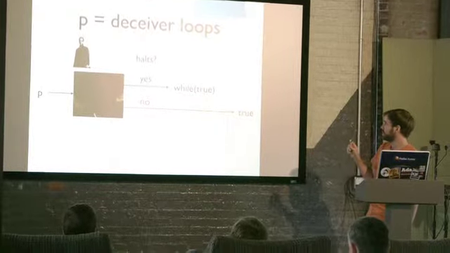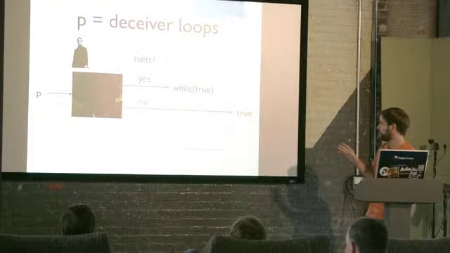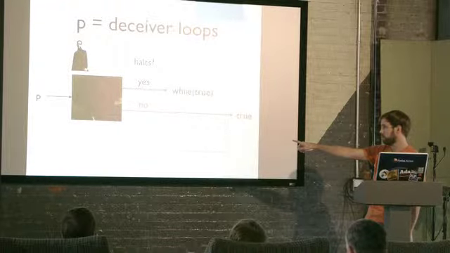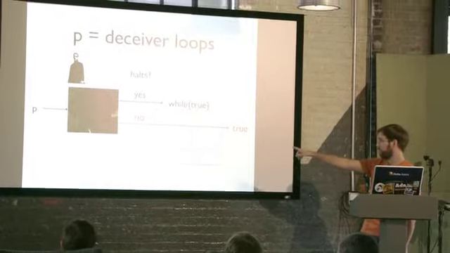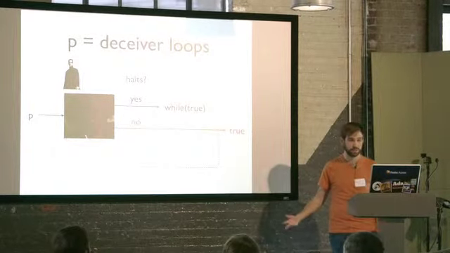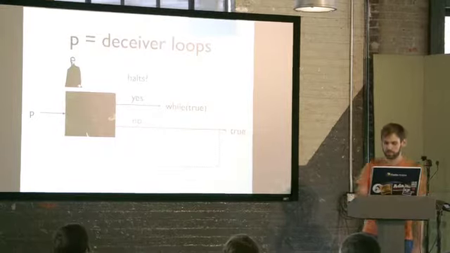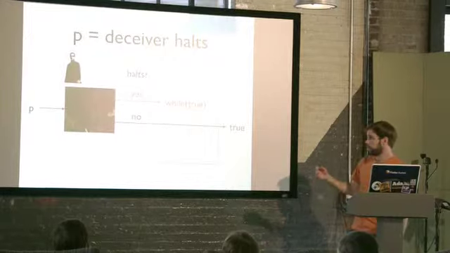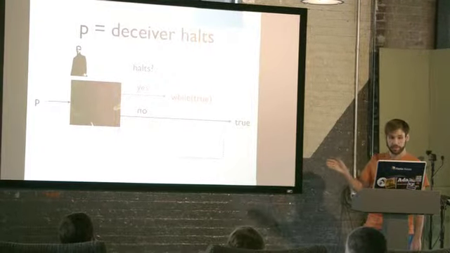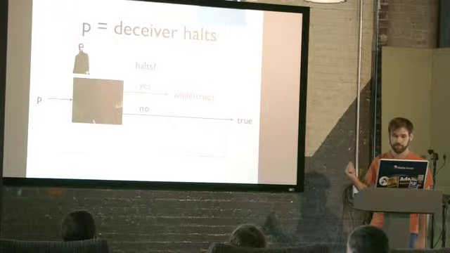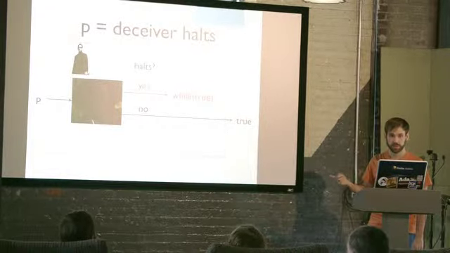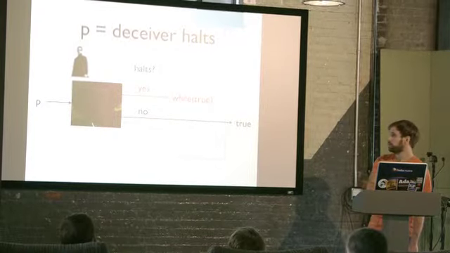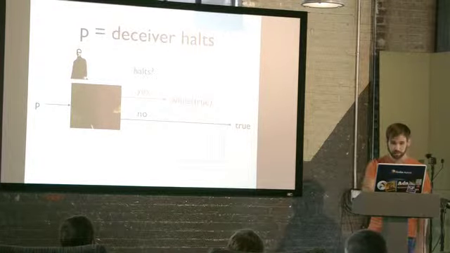So if the Deceiver loops, and it's the input to the program itself, the oracle is going to say, no, it doesn't halt, and the Deceiver is going to return true and halt. If the Deceiver halts, then the oracle is going to output, yes, it does halt, and the Deceiver goes into an infinite loop.